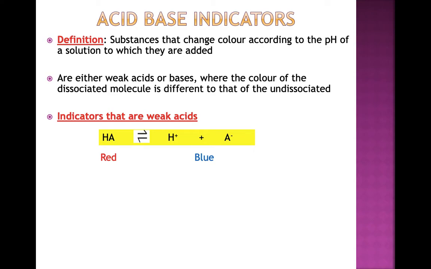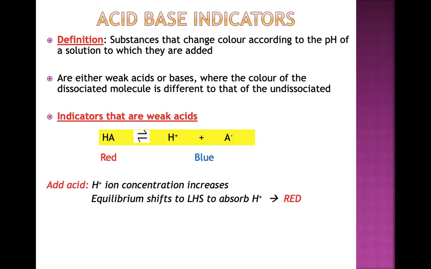Now, what will happen then if you add some acid in here? If you were to add acid to this particular indicator, you'd be adding a source of H plus ions, and those H plus ions would cause the equilibrium to move over towards the left. If the equilibrium shifts towards the left, then you're going to get a red colour in this indicator.